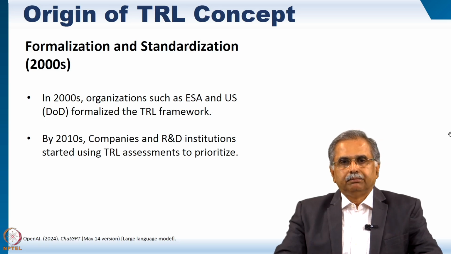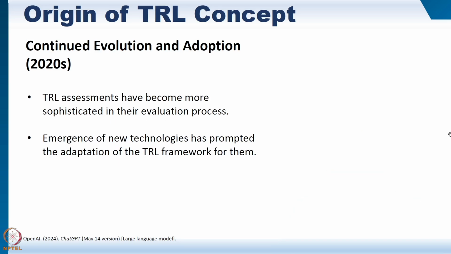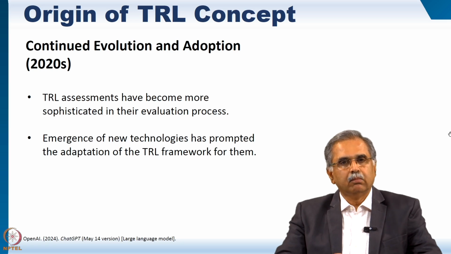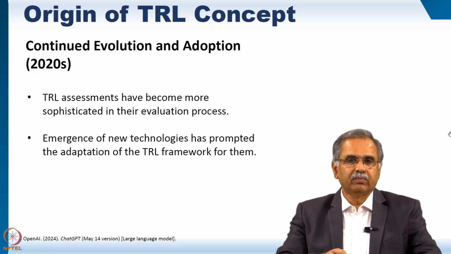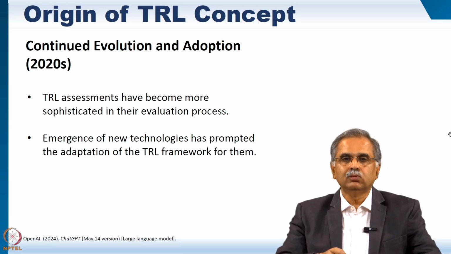So now, I will talk about using TRL and its prioritization. The TRL further continued and got evolved. This word of TRL, its assessment has become more sophisticated now in the evolution process. Almost in 2020, when 2010 industries adopted it, this assessment has become more sophisticated. The emergence of new technologies has prompted the adaptation of the TRL framework for them. So there are online tools for developing mockups now, storyboards, wireframes, and this drastically altered the landscape of project management and consequently how the TRLs can be used.